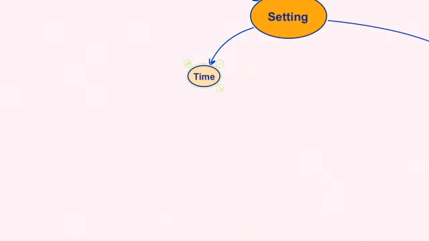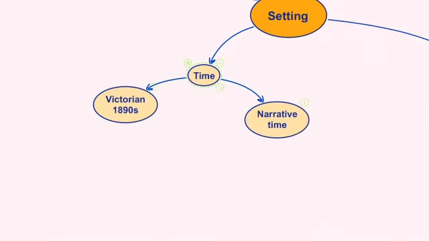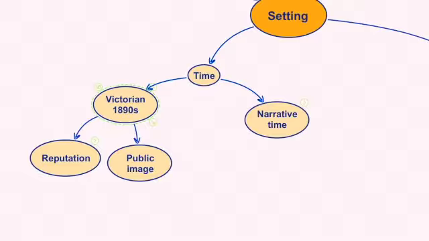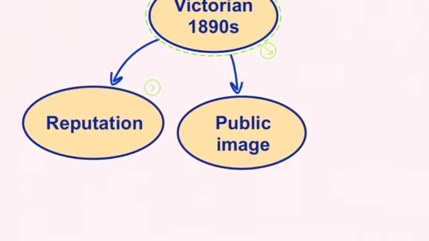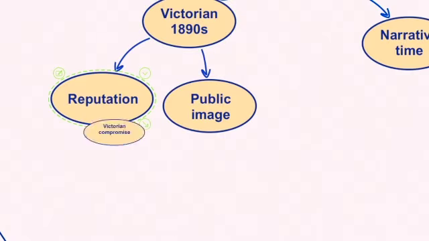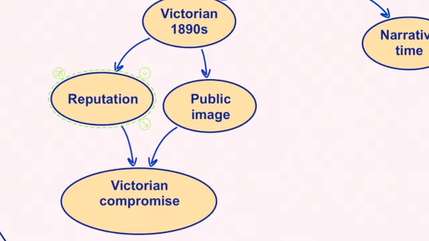Coming first to time, the setting is the Victorian 1890s. Reputation is very important in this period. Public image is important. These 2 things are connected to what the map calls the Victorian compromise, the social understanding that what you are seen to be is more important than what you actually are.